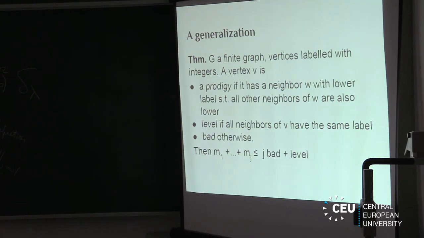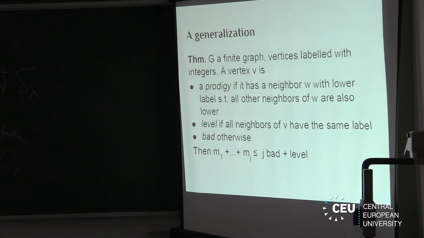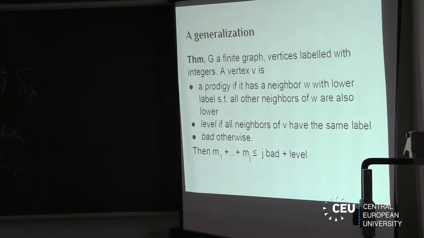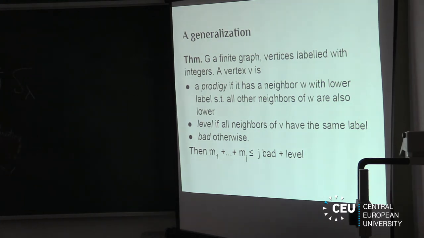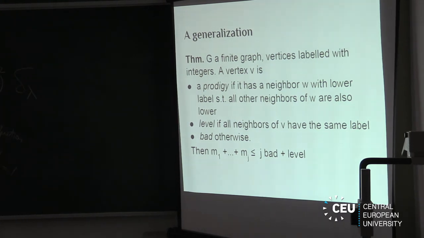And then it's clear that you can infect, with the left-hand side, the whole board. Right. In this picture. So if you have a neighbor who's infected whose all other neighbors are infected, then you'll get infected, and then you just see how the infection spreads. And then in a bigger generalization, you allow a vertex to be level, which means all the neighbors have the same label as that, and you get to this kind of bound. So the multiplicity is at most j times the number of level vertices.